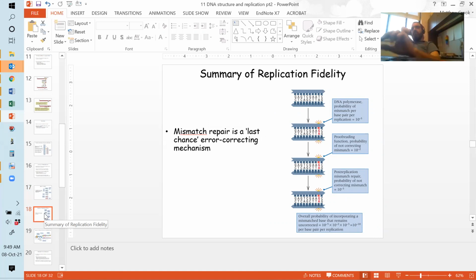Right? Actually, I got my numbers a little bit wrong. The inherent accuracy of DNA polymerase is about 10 to the 4 to 10 to the 5. The proofreading improves that by 2 orders of magnitude. And then the mismatch repair improves it further. So essentially, overall, the error rate is about 1 in every billion to 1 in every 10 billion nucleotides.